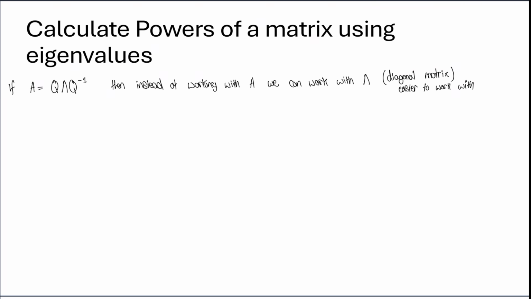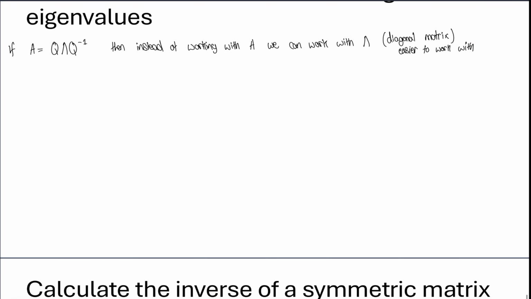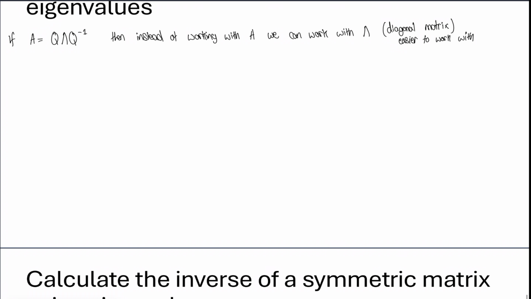So, for example, if we had a matrix A, which is a 3 by 3 matrix, and we wanted to work out A to the power of 5, that means we would have to do A multiplied by A, multiplied by A, multiplied by A, multiplied by A. So we'd have to do 4 full matrix multiplications, which would be quite a long thing to do.